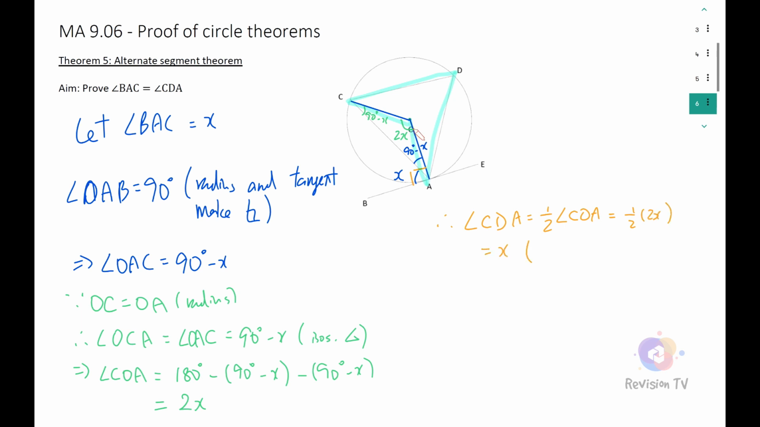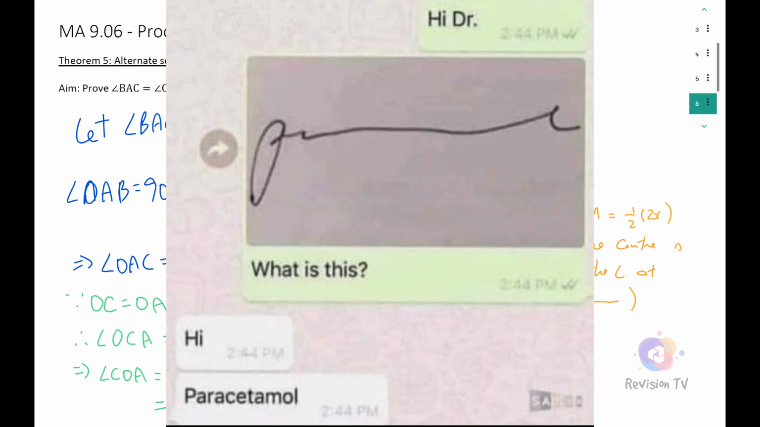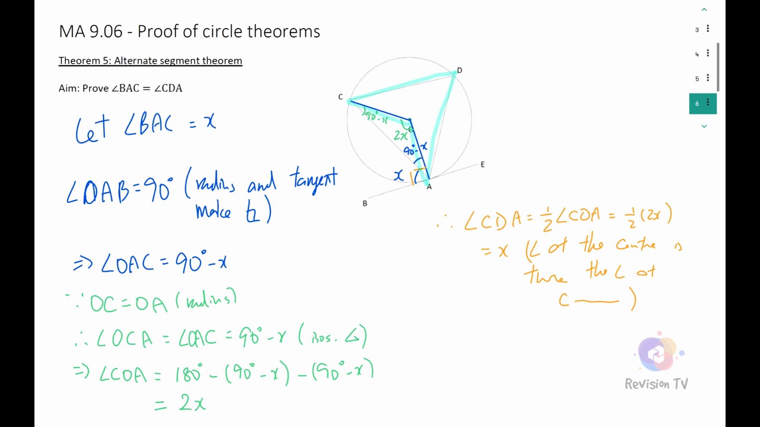The reason being, again, angle at the center is twice the angle at circumference. Clearly it means circumference, like doctors writing paracetamol. Have you seen how doctors write paracetamol? I'll show you a picture in here. Right, so if that's x, then we've proven that angle BAC is now equal to angle CDA, which equals x.